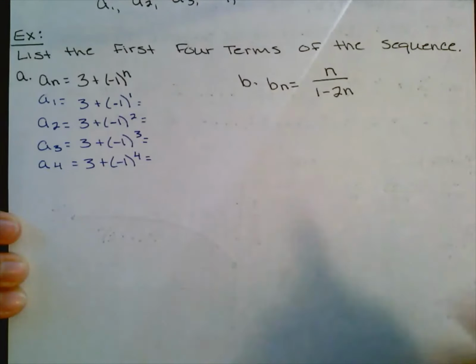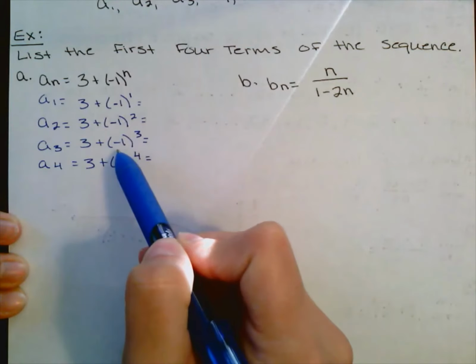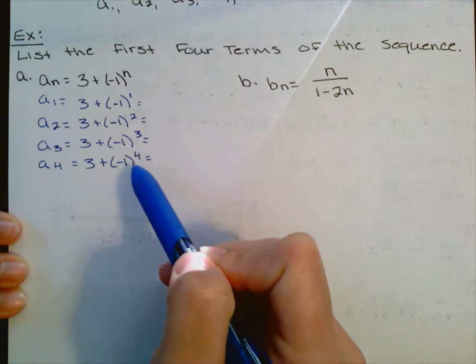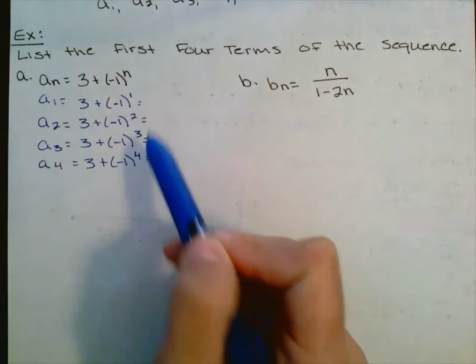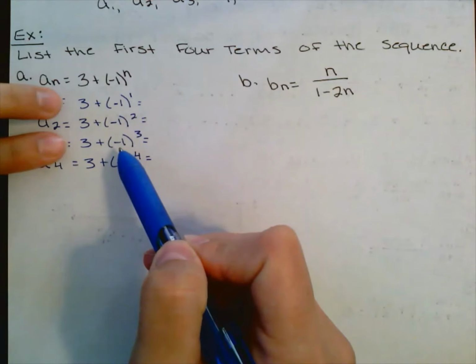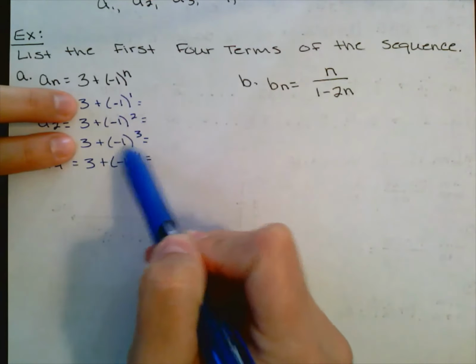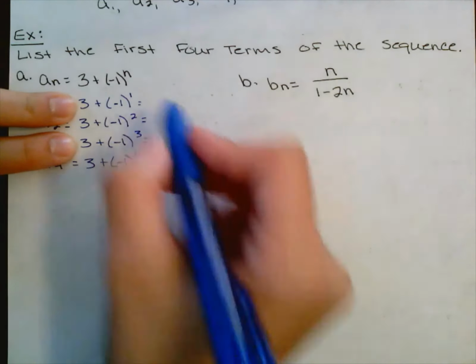So remember, whenever I have a negative number raised to an odd number, it stays negative. When I have it raised to an even, it becomes positive, all right? So if I have negative 1 to the first, it stays negative 1. So both of these, and also negative 1 raised to 3 is negative 1. So it'd be 3 minus 1, which gives me 2.